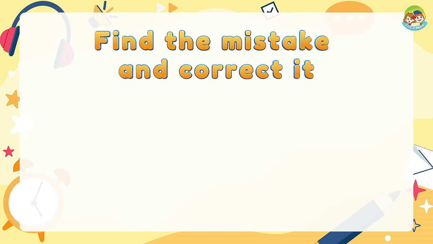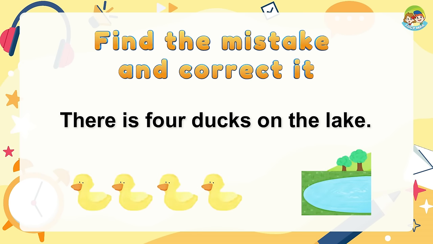In the next section, we find the mistake and correct it. There is 4 ducks on the lake. There are 4 ducks, so we do not choose is. We need the plural be verb. The answer is, there are 4 ducks on the lake.